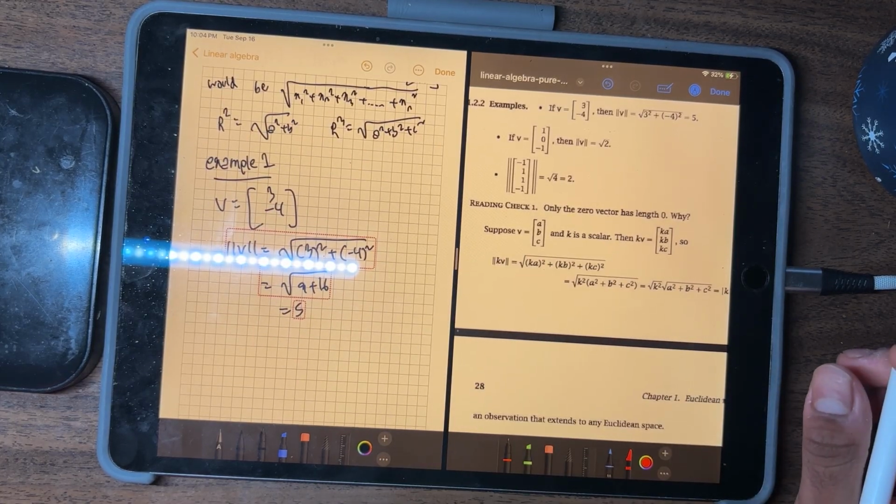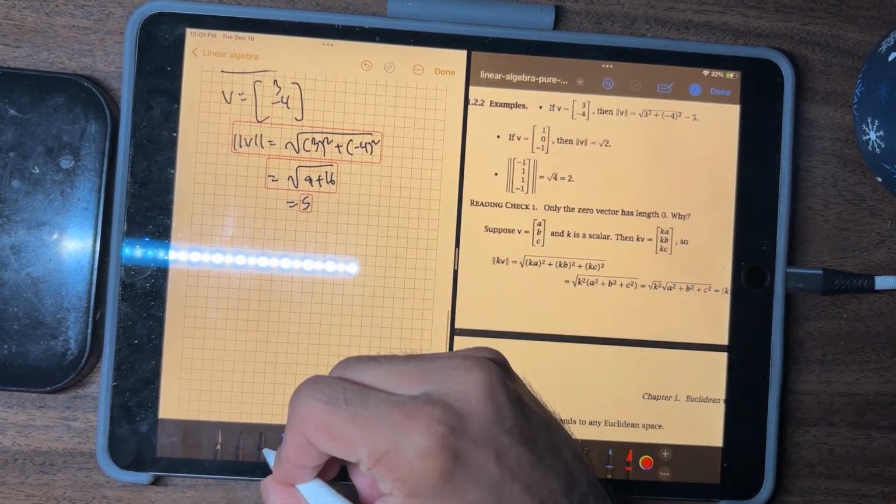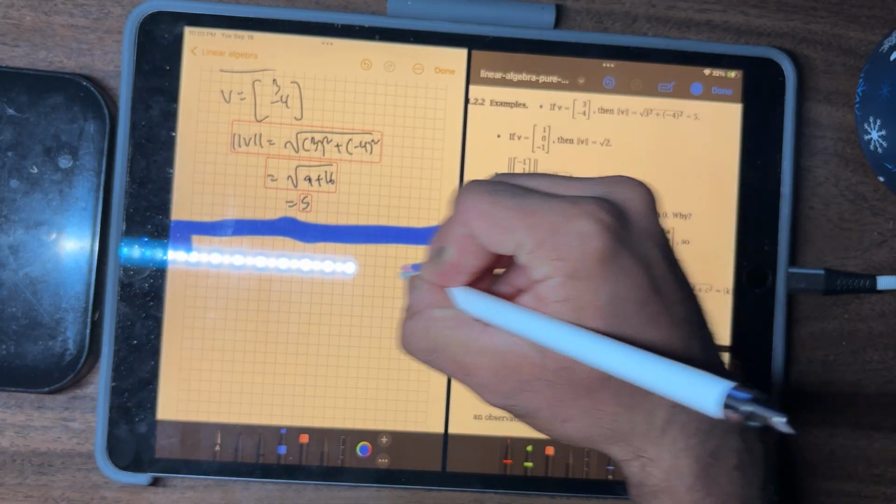So suppose v is ABC and k is a scalar, and kv is ka, kb, kc. Okay. Some reading check 1.